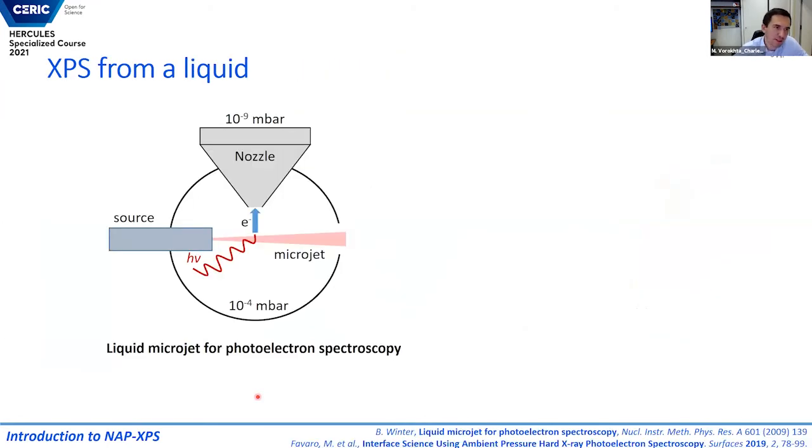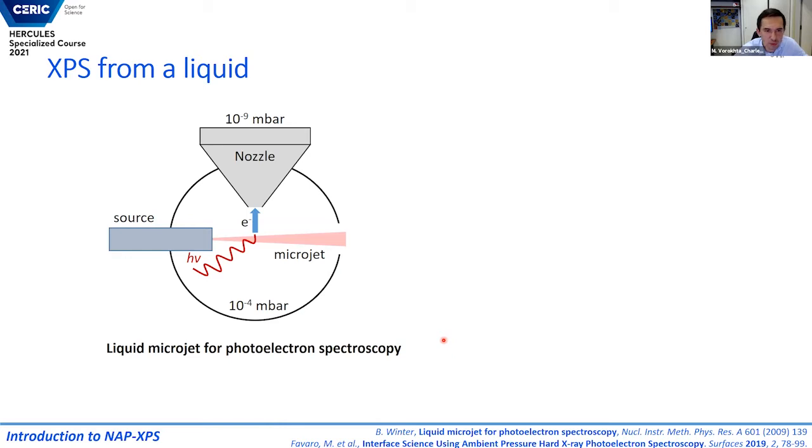Okay, so as I said, together with NAP-XPS, with the study of surfaces in the presence of gases, you can also do some studies with liquids, so you can study the interaction of solid with liquid.